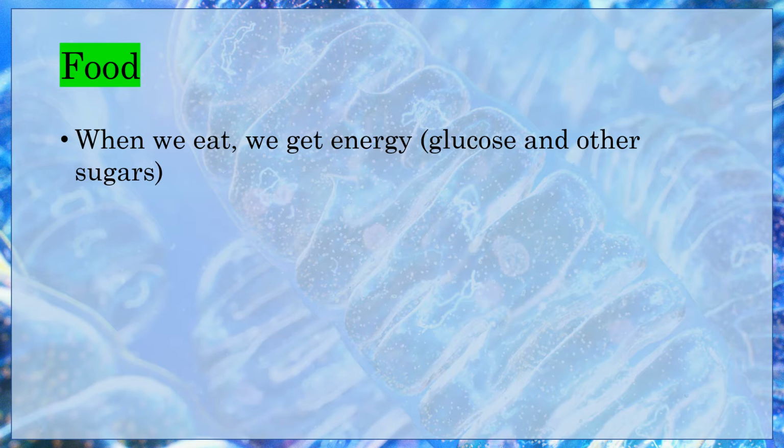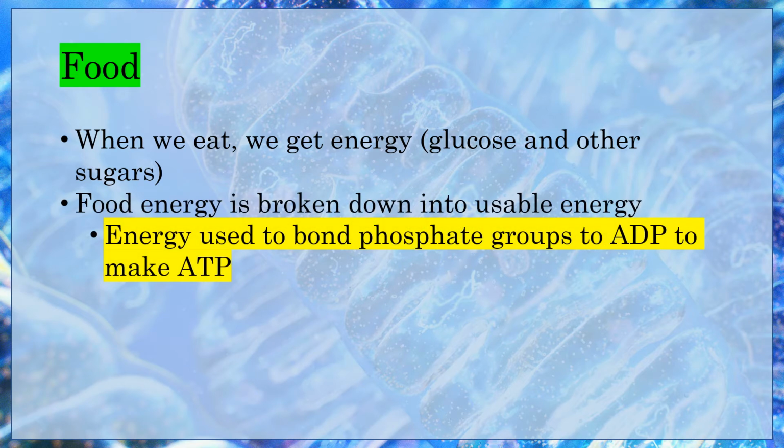So the deal with cellular respiration is we have to have food. When we eat, we get energy in the form of glucose and other sugars, whether it be from celery or a milkshake. That food energy is broken down into usable energy. The energy is used to bond phosphate groups: ADP, if we remember, means 2, and ATP is 3. So we're bonding one more phosphate to that ADP to make ATP.